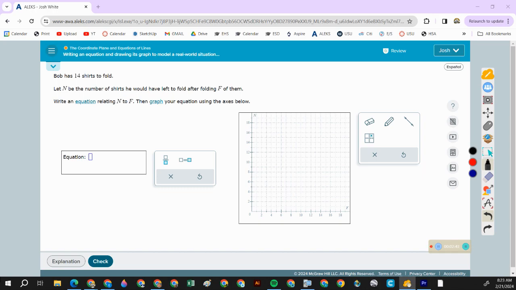Let N be the number of shirts, and Bob has 14 shirts to fold. So the number of shirts remaining is equal to 14 minus how many he folds, F. And that's actually going to be the exact same graph as the last one. So let's do a different one.